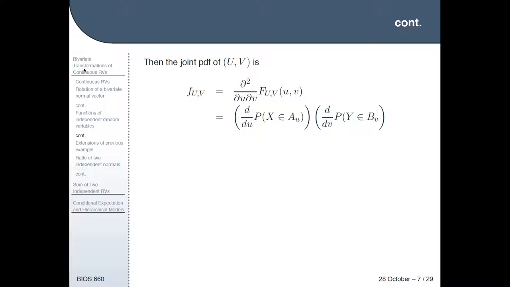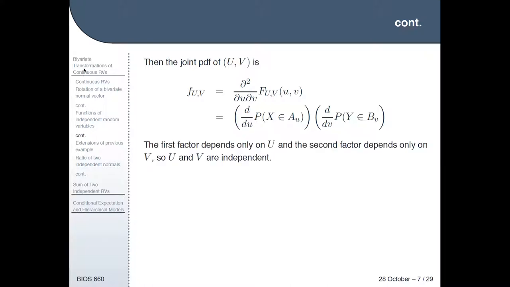So we take the partial of the first piece with respect to u and the partial of the second piece with respect to v. And the first piece only depends on u, the second piece only depends on v. So the joint PDF can be split into two pieces, one which depends only on u, the other which depends only on v. And as you'll recall, we have the theorem that says u and v are independent if and only if the joint PDF can be split into the product of the marginals, so they're independent as we claim.